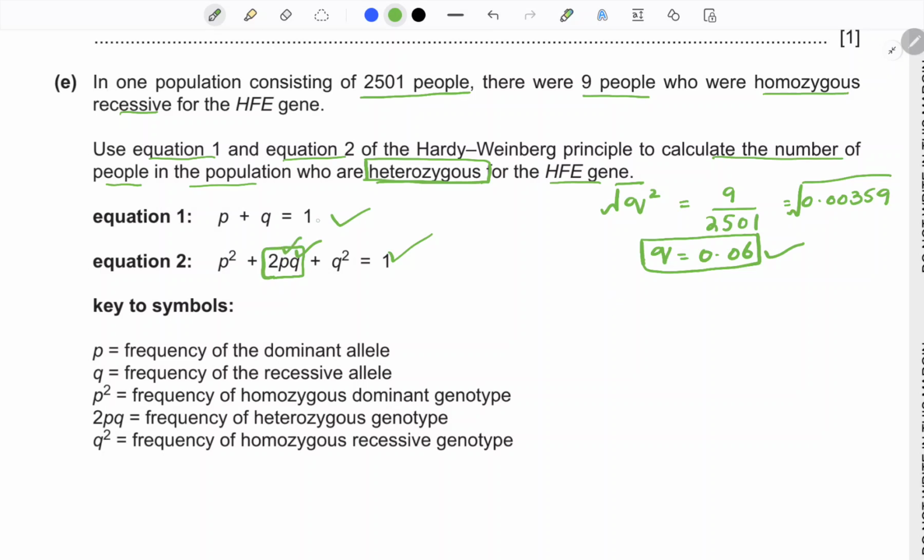So let's find out. There we are going to use the first equation, which is p plus q is equal to 1. Now we already have the value of q over here. So p plus 0.06 is equal to 1, or p is equal to 1 minus 0.06, which gives us 0.94 as the value of p.